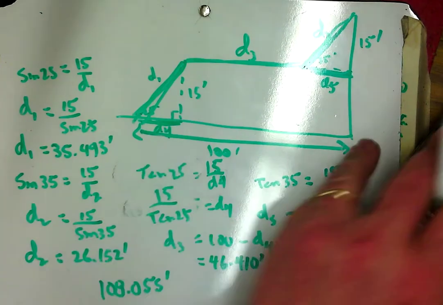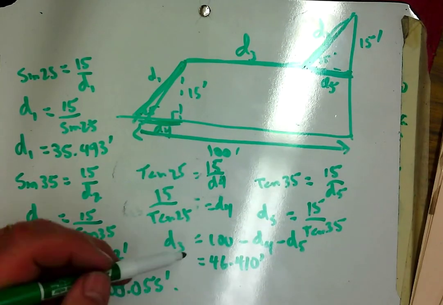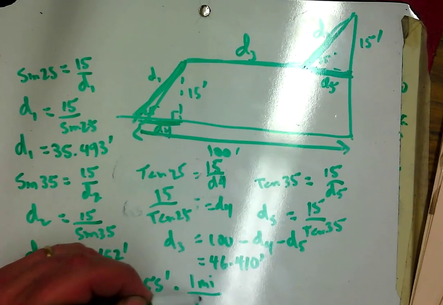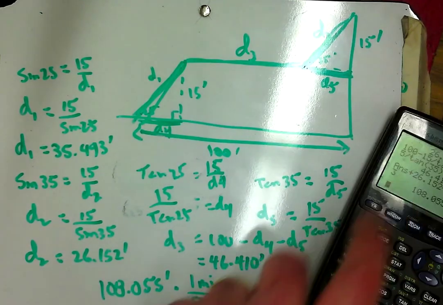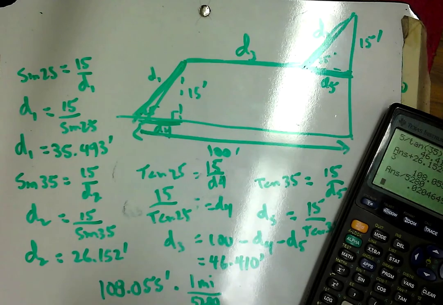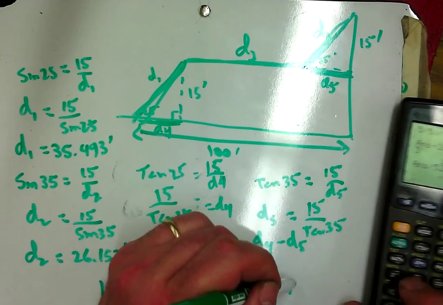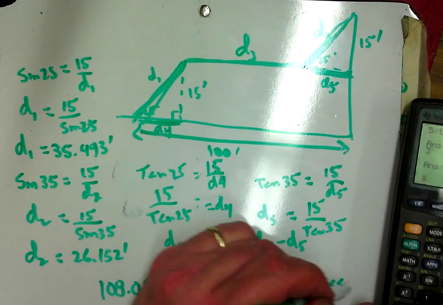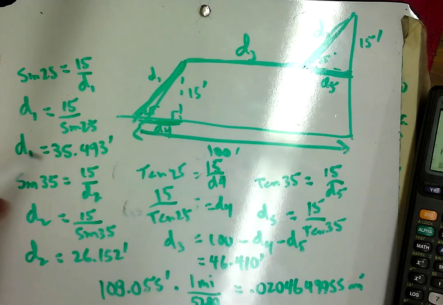How long will this ride last? Well, you're expected to go 60 miles per hour. Oh no, this is in feet. I better convert it to miles. I know that 1 mile is 5,280 feet. So if you divide this number by 5,280, you get 0.024649955 miles.